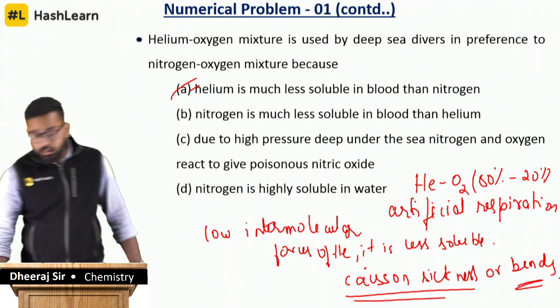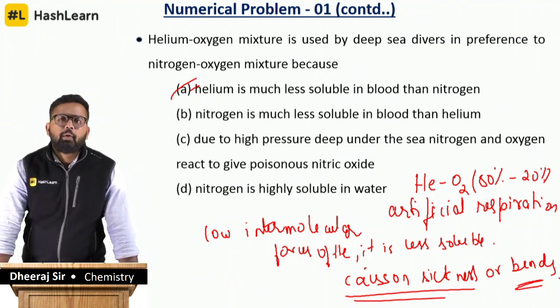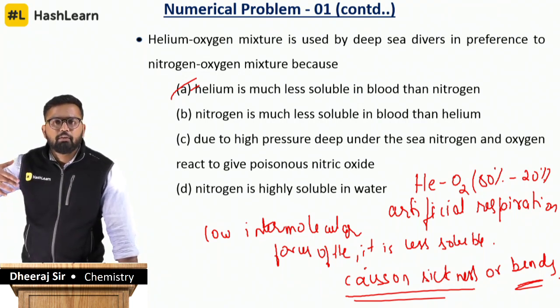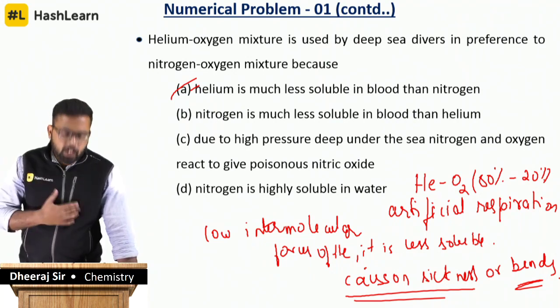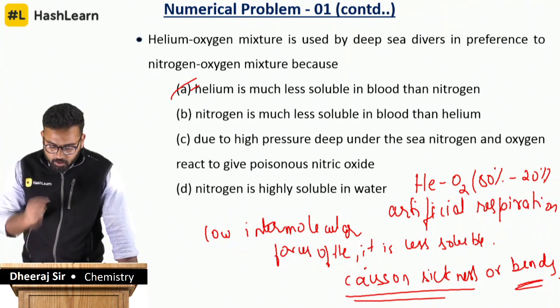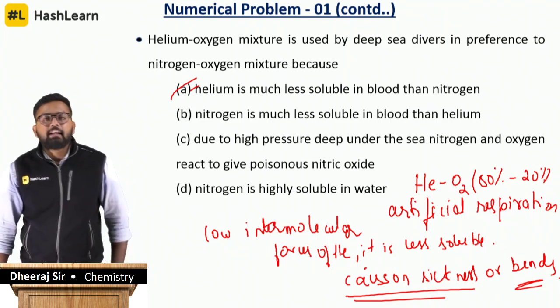That is when the gas that is more soluble under very high pressure, when you come to the surface where the pressure is normal, the gas which is more soluble will try to force itself out of blood, leading to the formation of painful muscular movements called bends. The scientific term for bends is Caisson sickness.